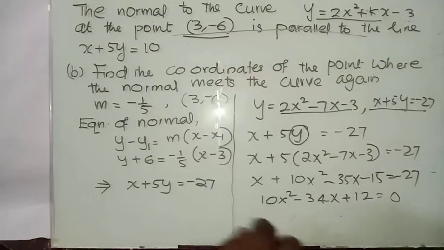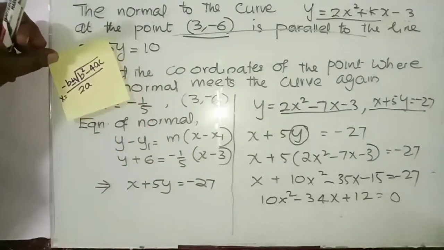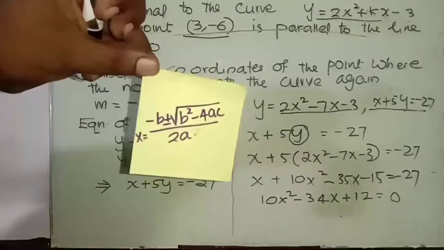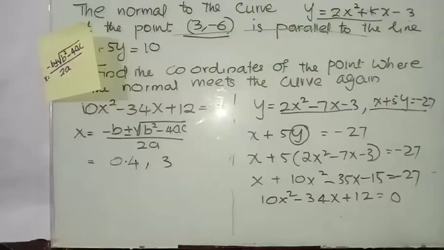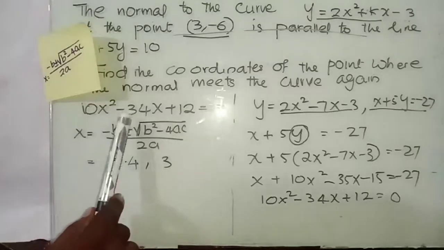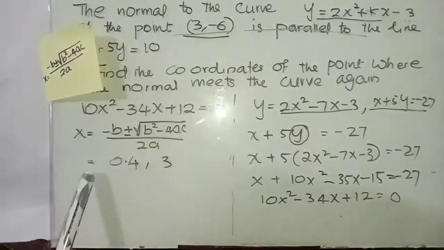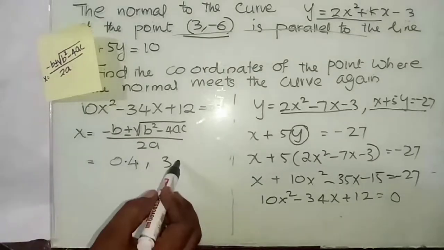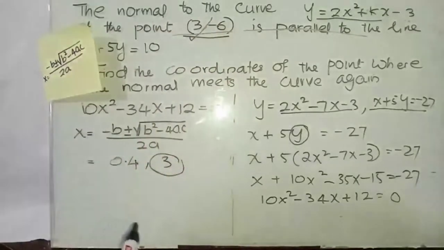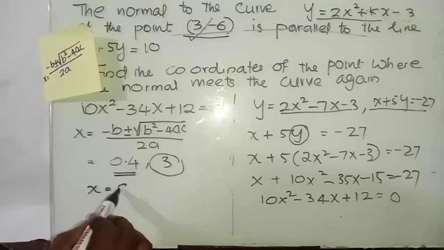So here we get a quadratic equation. Now solve this quadratic equation using the formula minus b plus or minus square root of b square minus 4ac, all over 2a. So when you solve this quadratic equation by using this formula, we get two solutions which are 0.4 and 3, where 3 is the given value, the coordinate of x. So the required coordinate of x is 0.4.